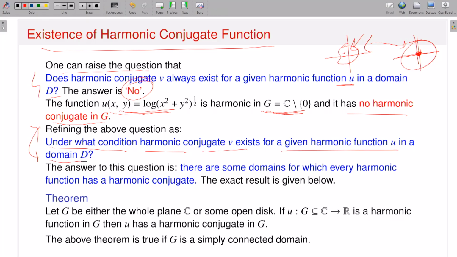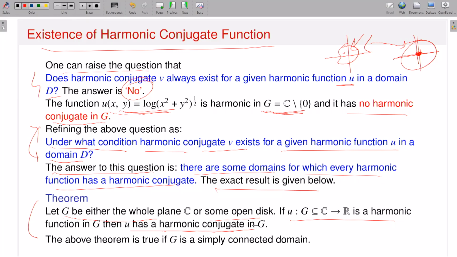So that means I am giving some sufficient conditions. Can I give conditions so that, if you start with a harmonic function, its harmonic conjugate always exists? The answer is yes, there are some domains for which every harmonic function will have a harmonic conjugate. Look, this is the theorem. Suppose you start with the domain G, which is either the whole complex plane or some open disk. If I have a harmonic function U on that domain G, then U will always have a harmonic conjugate. That means you can always find a harmonic function V such that U plus iV is an analytic function.